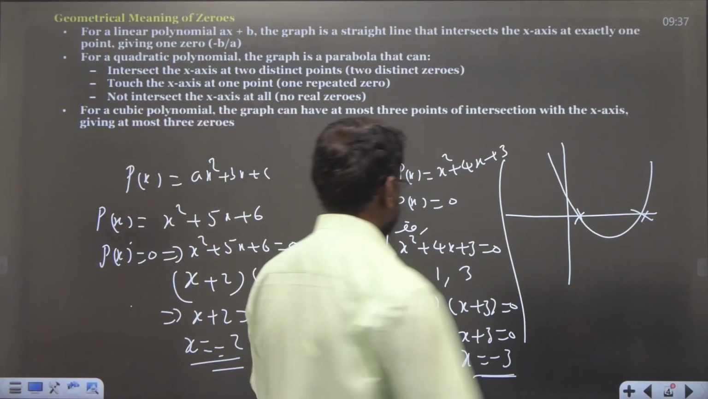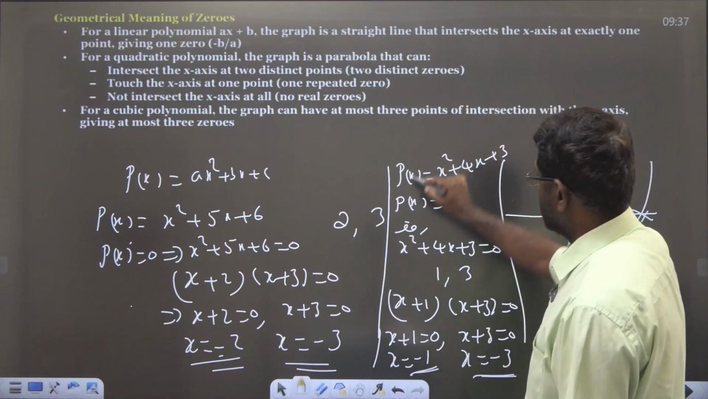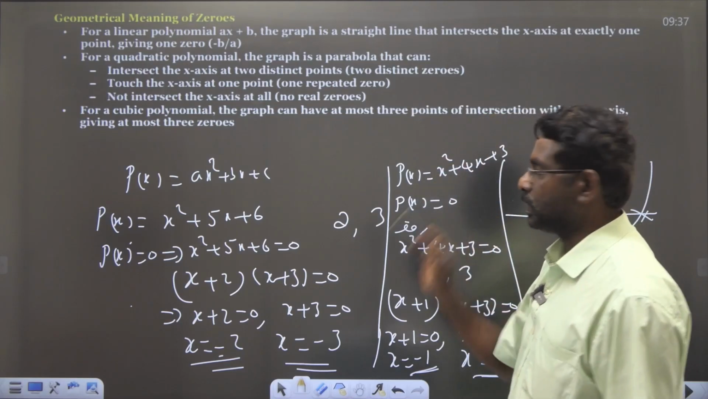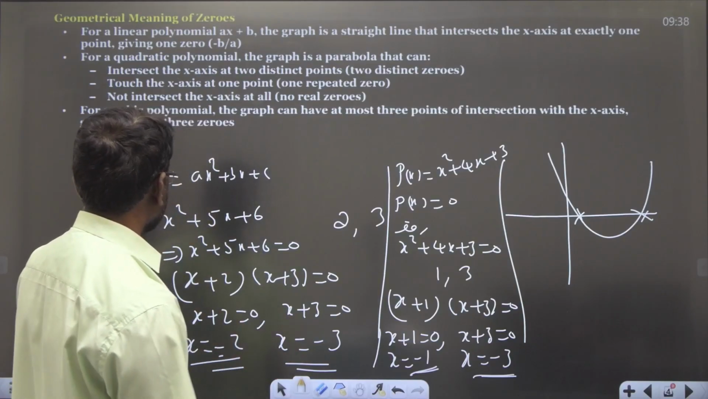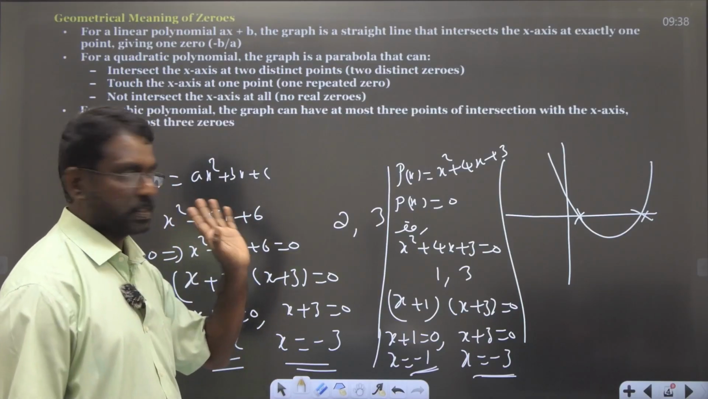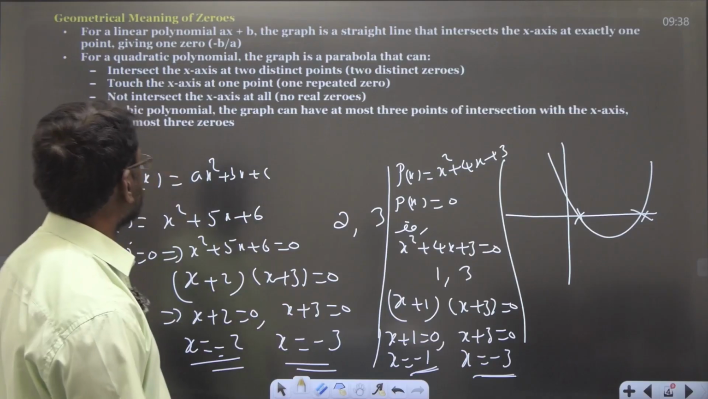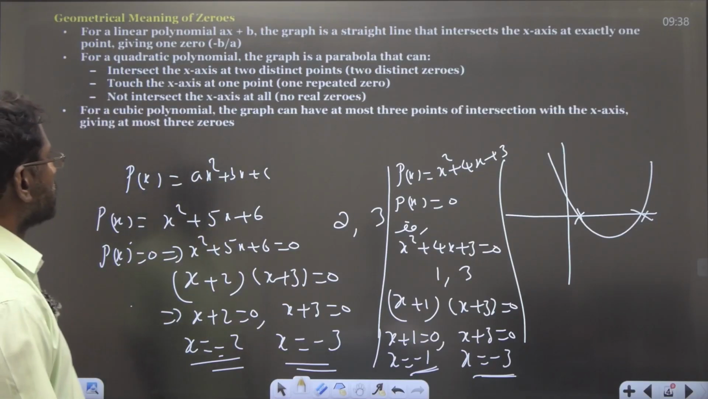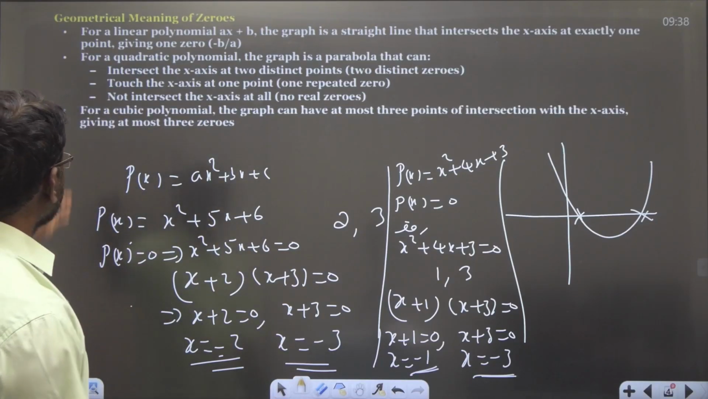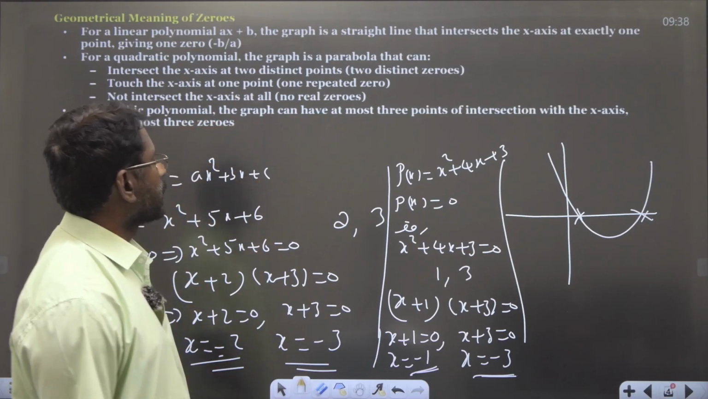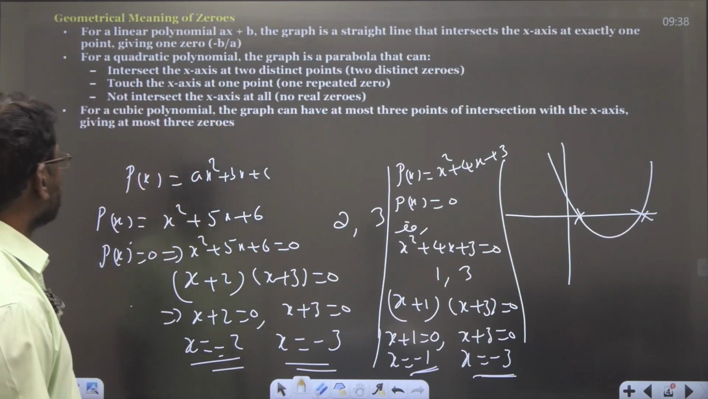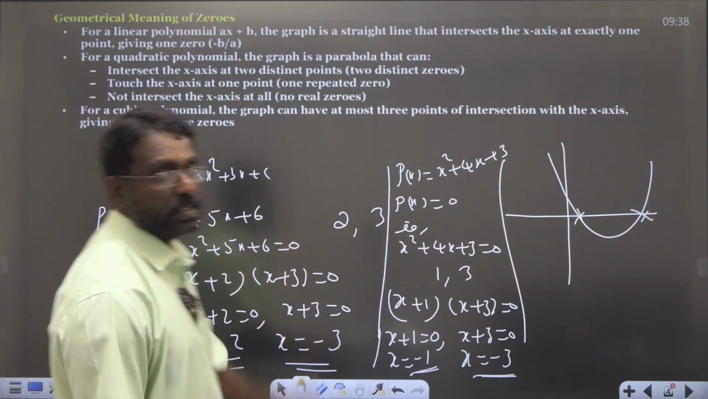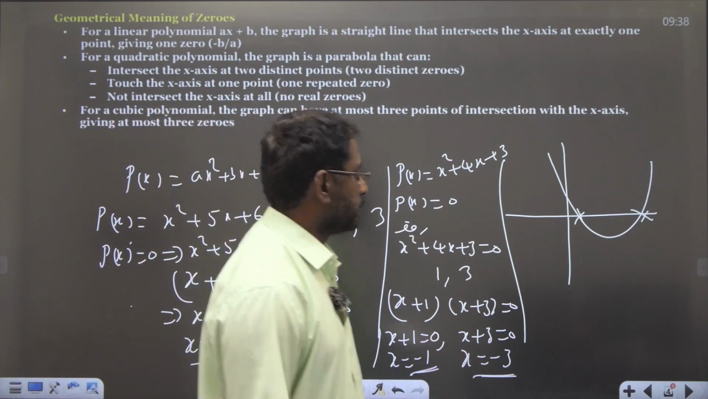When we put negative 1 and negative 3 here, the value will always be 0. Here also, when we put x is equal to minus 2 or minus 3, the value will always be 0. That means zeros of the polynomial. And similarly, for a cubic polynomial, the graph can have at most 3 points of intersection with the x-axis, at most 3 zeros, etcetera.